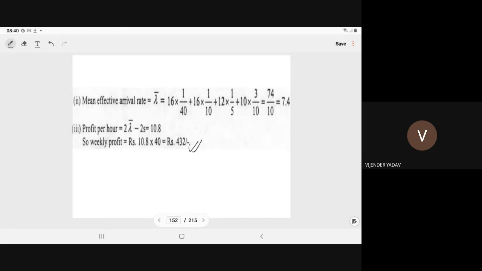So that's all for today, and that's all in the queuing system. In the evening class, I will start the new chapter, and that is a very important chapter, right? Inventory. So please join that class. In that class, I will give the basic terms of the inventory system.